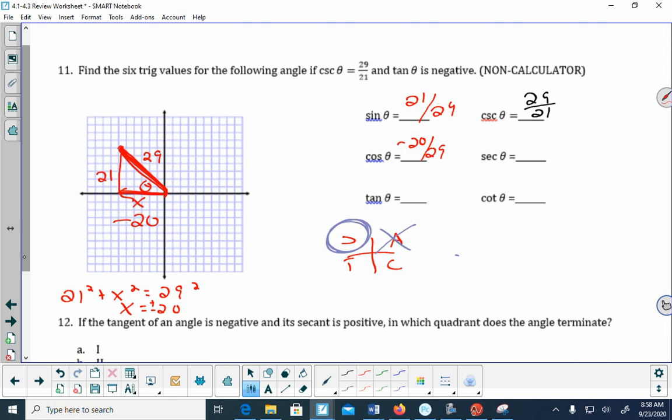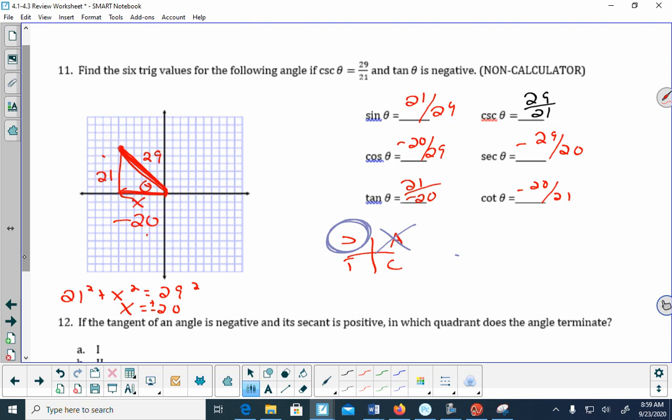Secant is going to be the reciprocal of that. The reciprocal of a negative number is still going to be negative, so I'm going to have 29 over negative 20. The tangent is going to be the opposite over the adjacent, so 21 over negative 20, and then the cotangent is going to be the reciprocal, so negative 20 over 21. Again, it doesn't matter where you put that negative sign as long as you have it there somewhere.